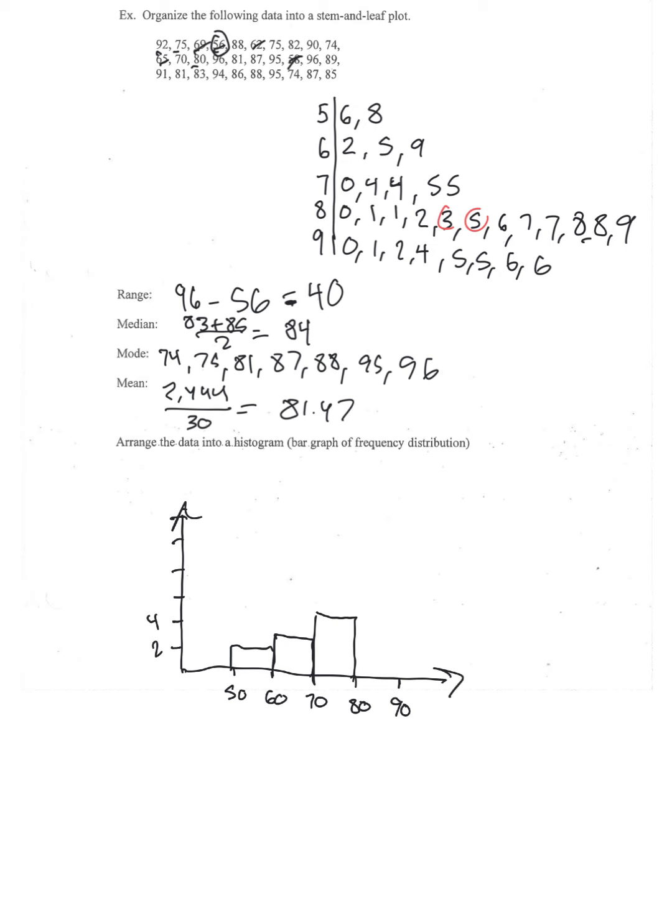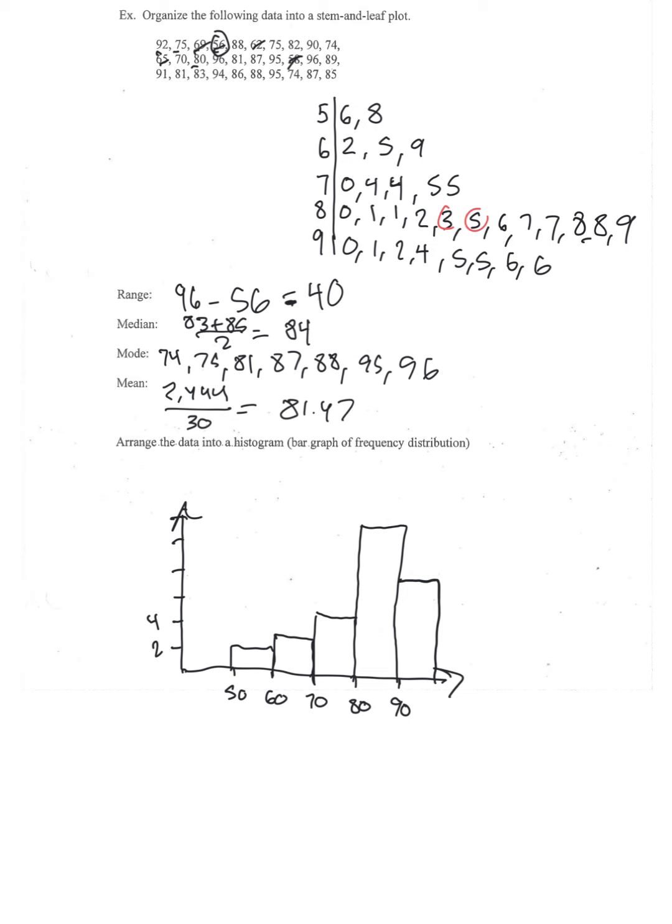2, 4, 6, 8, 10, 12. So it's all the way up here. So I'm going to draw in that bar as well. And then for the 90s, we have 1, 2, 3, 4, 5, 6, 7, 8 left. So we need to make sure that that bar makes it up here to the 8. And there you have it.